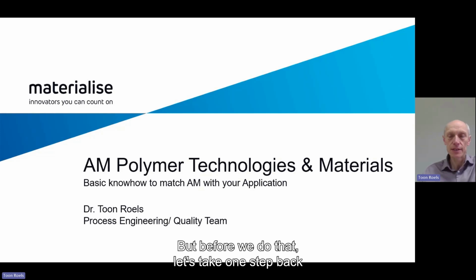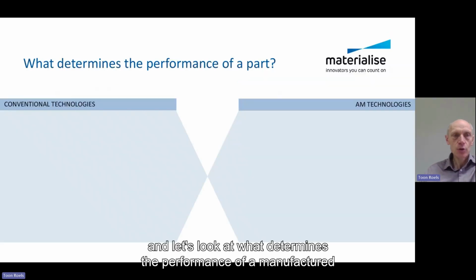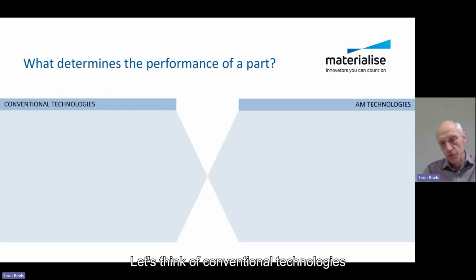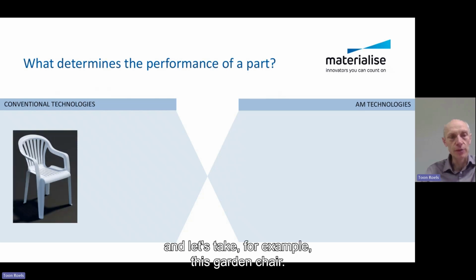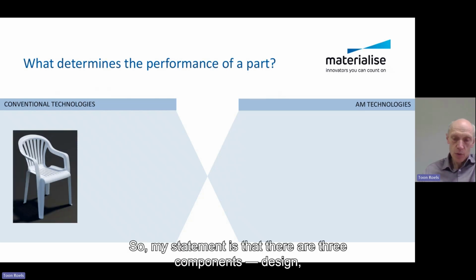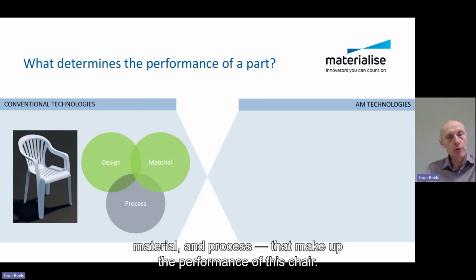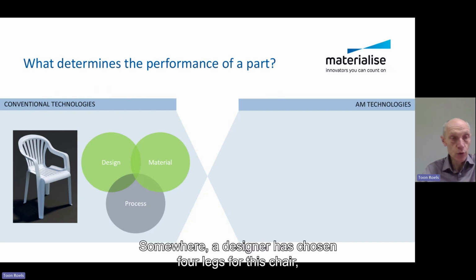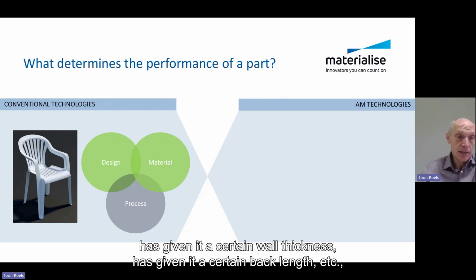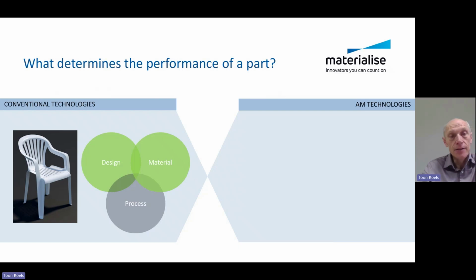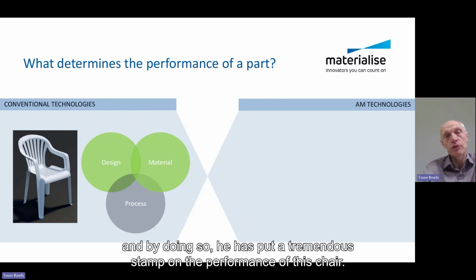But before we do that, let's take one step back and look at what determines the performance of a manufactured part. Let's think of conventional technologies and take, for example, this garden chair. My statement is that there are three components: design, material, and process that make up the performance of this chair. Somewhere a designer has chosen 4 legs for this chair, has given it a certain wall thickness, has given it a certain back length, etc. And by doing so, he has put a tremendous stamp on the performance of this chair.